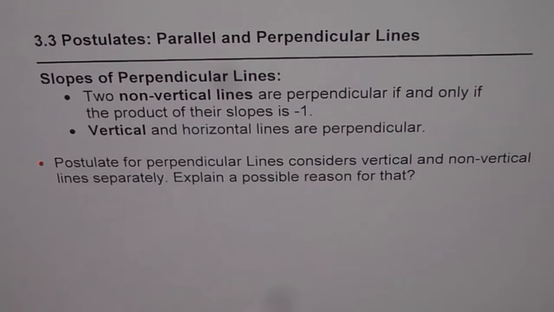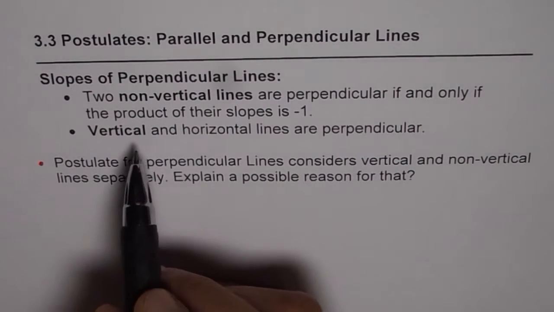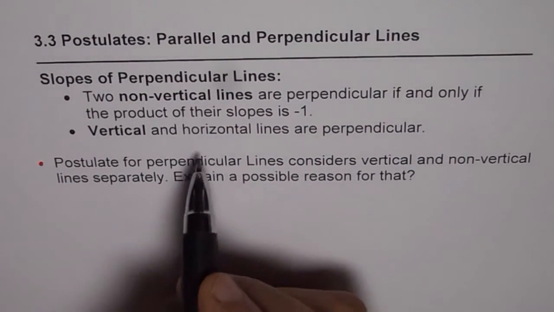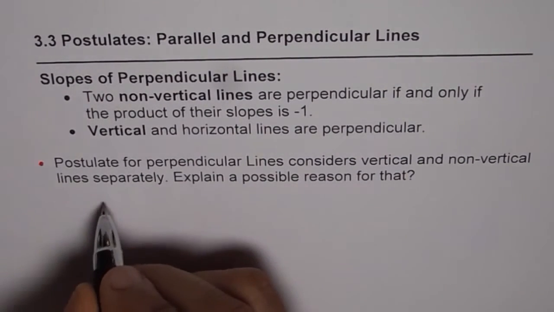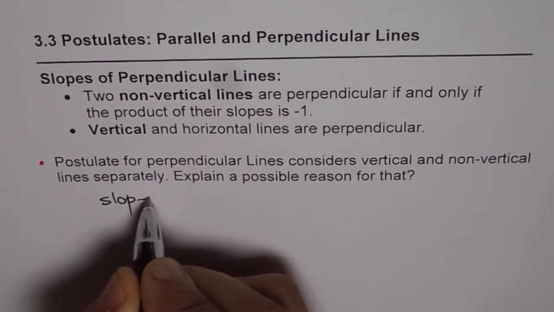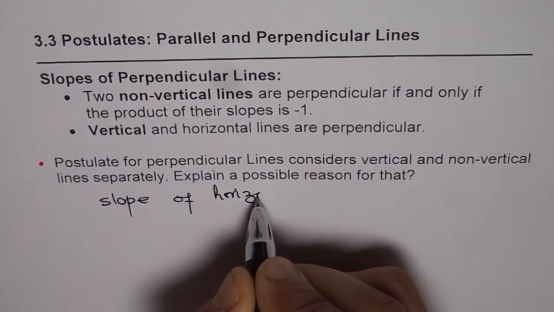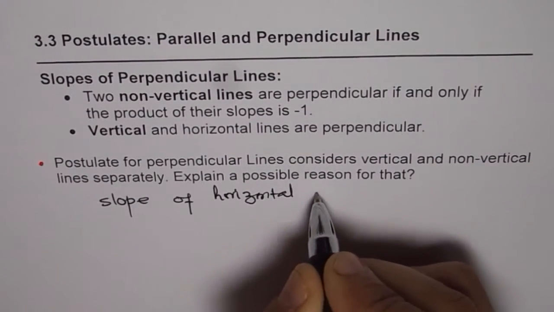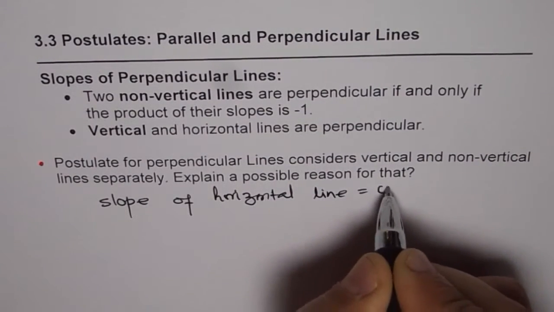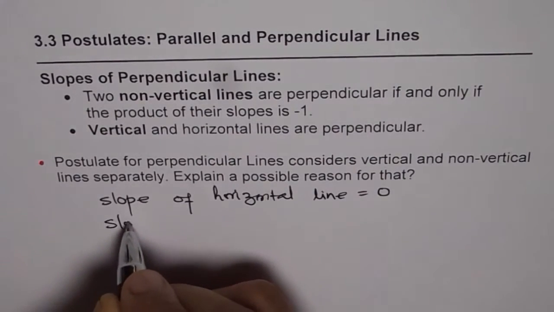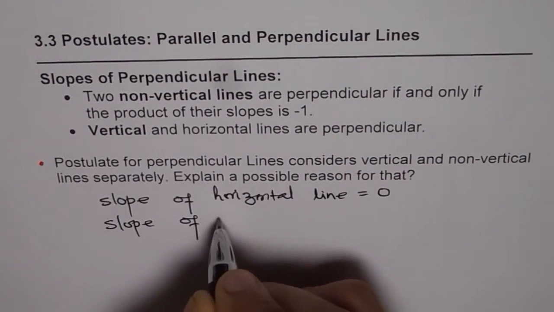Well, the reason is, what is the slope of a horizontal line? Let's investigate in that fashion. So we know that the slope of a horizontal line is what? 0, right? Equals 0. How about the slope of a vertical line?